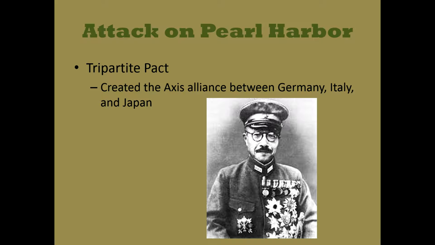So when the U.S. cut off Japan's oil supply, they basically took it as a sign that the U.S. was allying itself with the Allies. And so the Prime Minister of Japan, General Hideki Tojo, started to prepare for war against the U.S. And so on December 7th, 1941, and you do have to know that date, December 7th, 1941, Japan attacked the U.S. at Pearl Harbor on the Hawaiian island of Oahu.